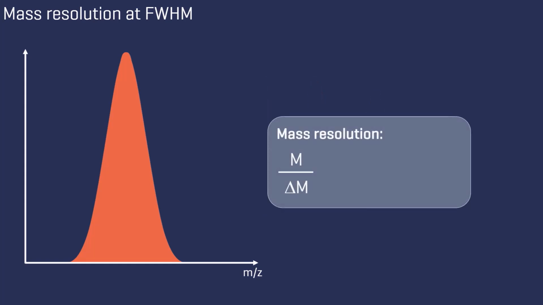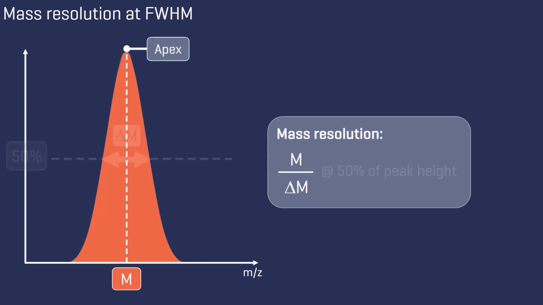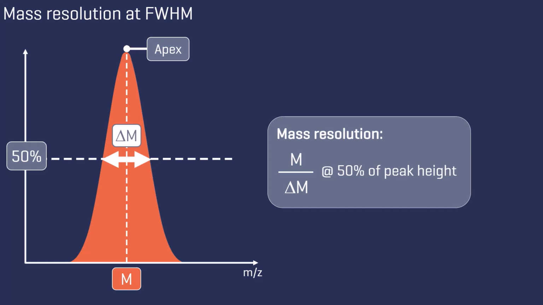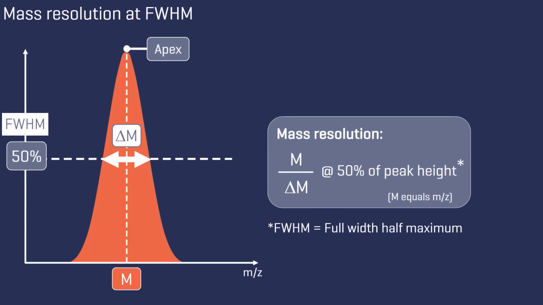Mass resolution is therefore defined as m/delta-m, where m represents the mass of a particular ion, as determined at the peak apex, and delta-m the peak width, at 50% of the peak height. This value is also referred to as full width, half maximum. Note that m equals the mass-to-charge ratio in this case.